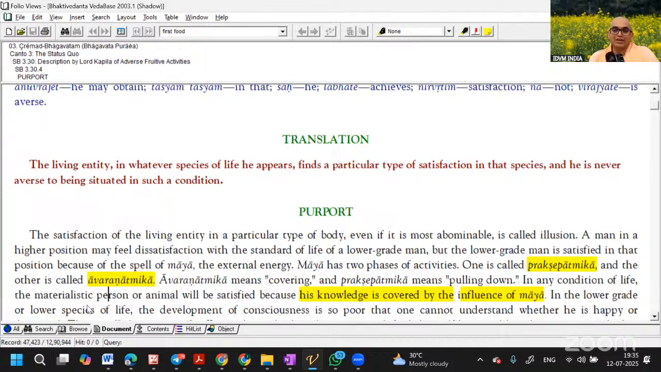In any condition, a materialistic person or animal will be satisfied because his knowledge is covered by the influence of Maya. That means every jivatma in every body is saying that I am so happy. This is illusion actually. This is called illusion. But the jivatma, by nature, is always pure, chinmaya and anandamaya. Deshataha, kalataha, avasthataha, swataha, anyataha, avilupta avabodha. This is the state of the jiva.